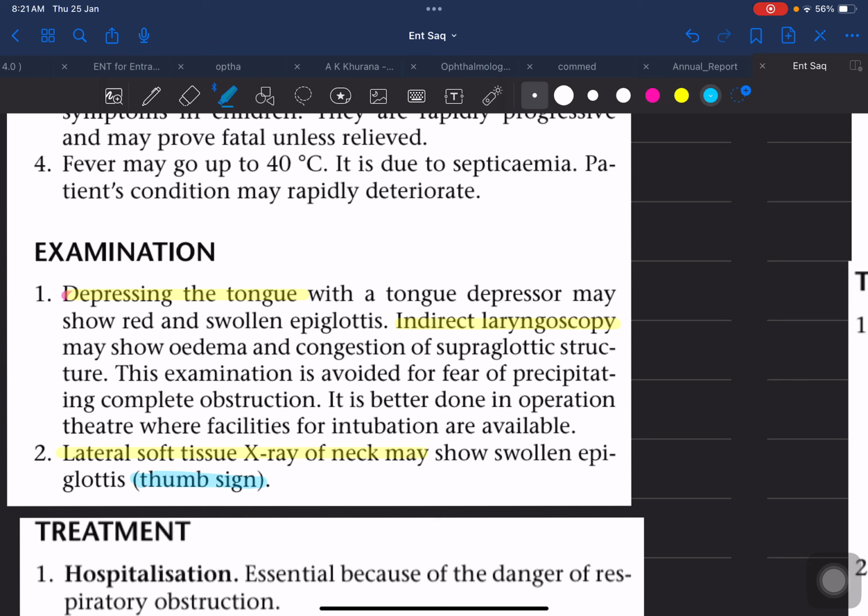Now we are done with precautions to be taken before examination. We're done with examination, right? In examination, we talked about the tongue depressor. We'll just visualize the epiglottis, how it is, right, red and swollen. We talked about indirect laryngoscopy, what will be seen in indirect laryngoscopy. We said the edema, right, congestion of supraglottic structures are seen.